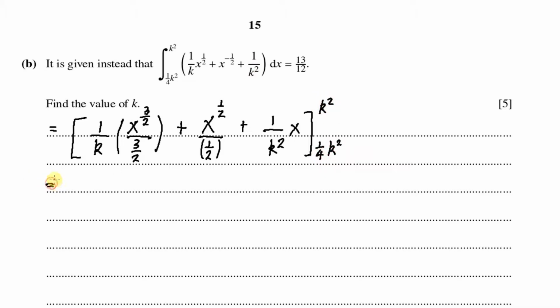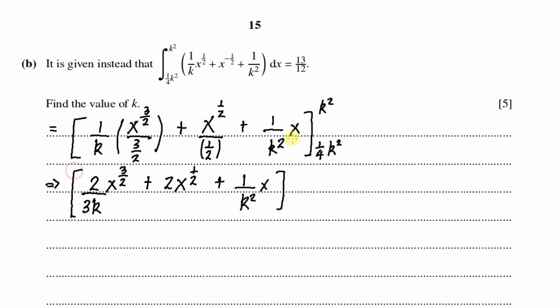So let's simplify this. Now for this one, if we're dividing by 3 over 2, it's the same as multiplying by 2 over 3. So we come out with something like 2 over 3k of x to the power of 3 over 2. And that's plus, we're dividing by a half. It means we're multiplying by 2. So it's 2x to the power of a half. And that's plus 1 over k squared of x. So the limits are there. So here we're now going to substitute k squared.